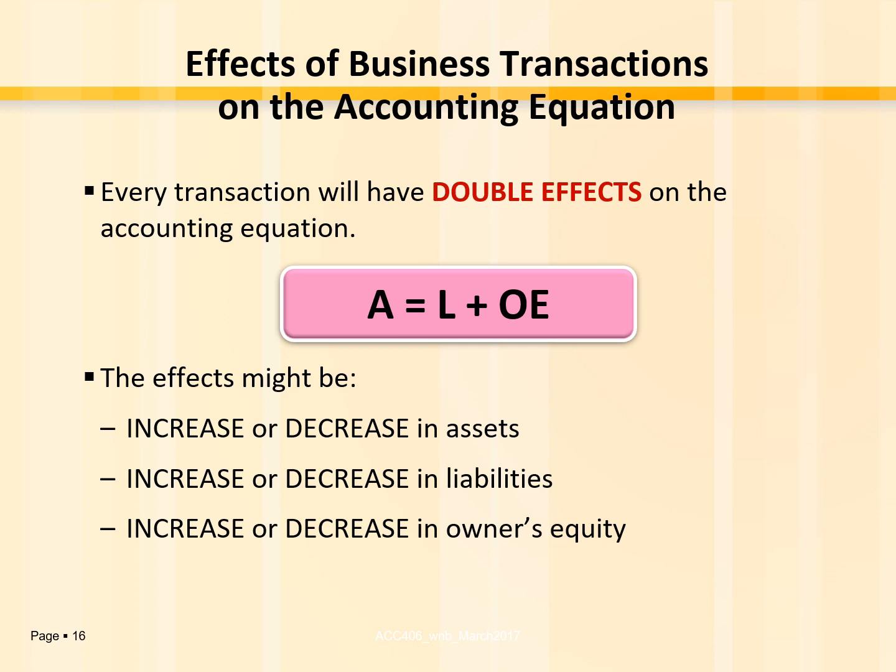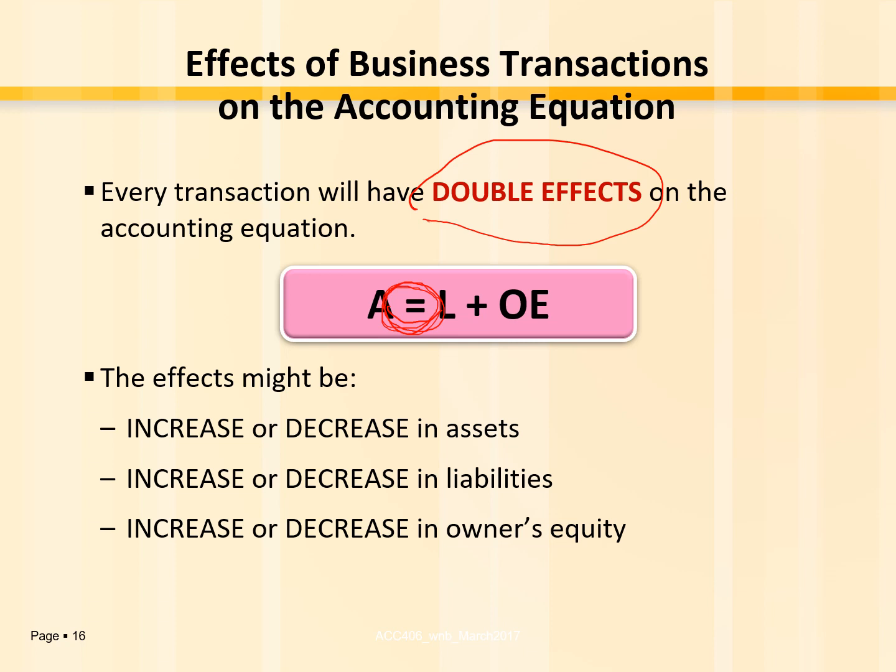Okay, kalau you notice, setiap item yang kita buat tadi untuk Encik Ahmad tu, dia akan ada double effect. So, dia mesti ada dua. Okay, so effect tu boleh jadi the increase ataupun decrease in asset. Increase tadi masa dia beli motor vehicle. Decrease dia masa dia bayar 3,600 kepada Wong. Dan effect dia mungkin juga increase or decrease in liability ataupun increase or decrease in owner's equity. Anyhow, increase or decrease ni dia akan still maintain the balancing figure. So, you mesti balance kat sini.